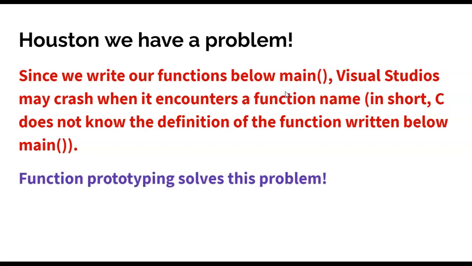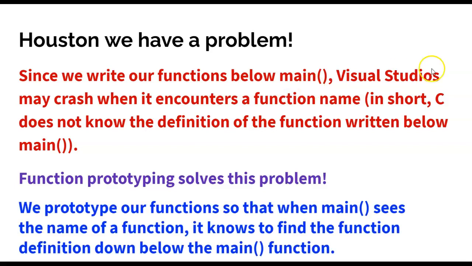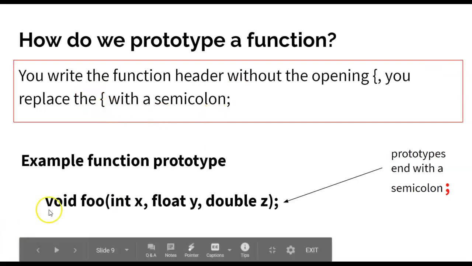We solve it by doing function prototyping. It's an extra step in C, and some of you are going to hate it, and some of you are just used to it. It's again one of my little rules that you're always going to prototype your functions prior to the beginning of main, up in your preprocessor directive area. Let's take a look at that. We prototype functions so that when main sees the name of a function, it knows to find the function definition down below main. So how do we prototype? This goes right before main.